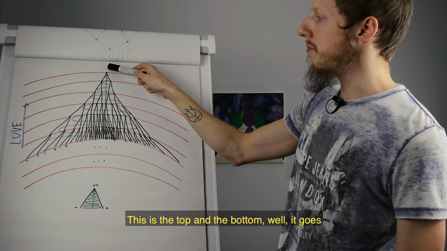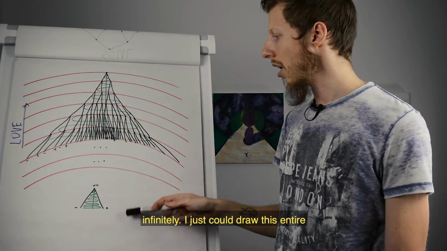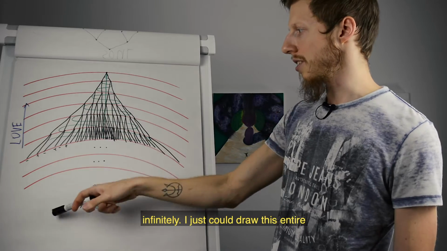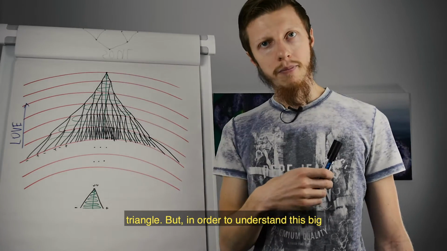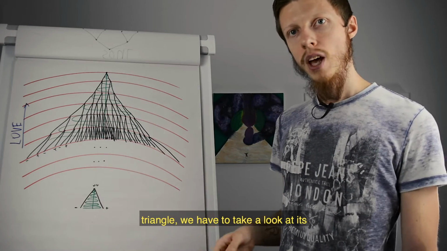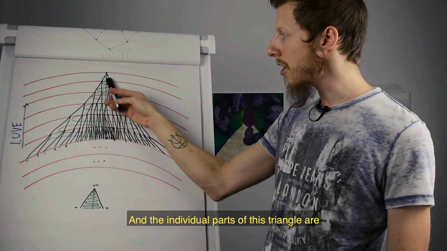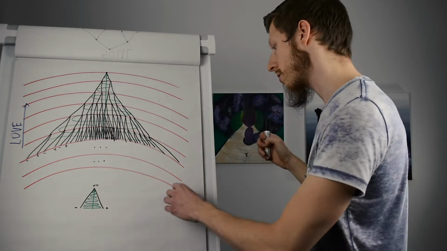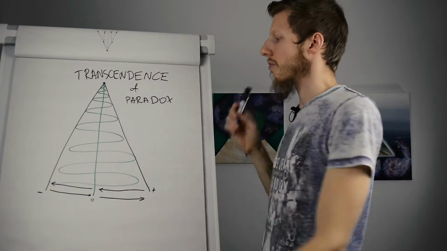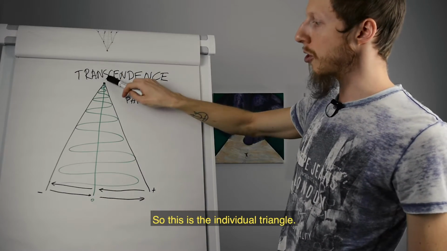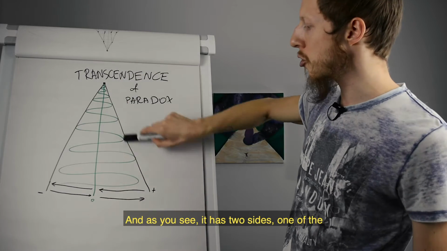This is the top, and the bottom, well, it goes infinitely. I just couldn't draw this entire triangle, but in order to understand this big triangle, we have to take a look at its individual parts. And the individual parts of this triangle are other triangles. So this is the individual triangle, and as you see, it has two sides.